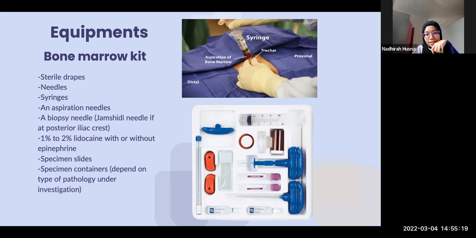For the biopsy needle, it is the one below it, the T shape as well. That one is the biopsy needle, so you can differentiate it. The aspiration needle usually has an extension of the blue color one. And then usually we use the Jamshidi needle for the bone marrow biopsy. And then we need to prepare 1 to 2% lidocaine, which is the local anesthesia, with or without epinephrine. And then we need to prepare the specimen slide and specimen container depending on what type of pathology is under investigation.